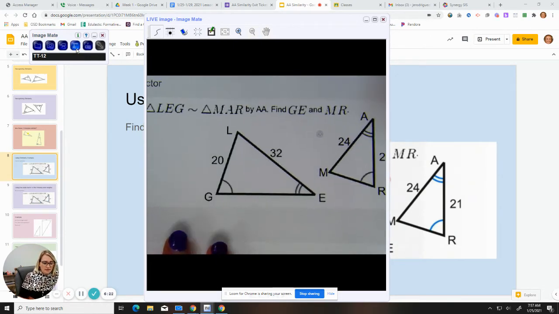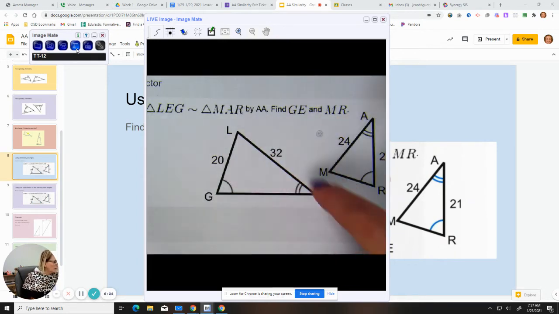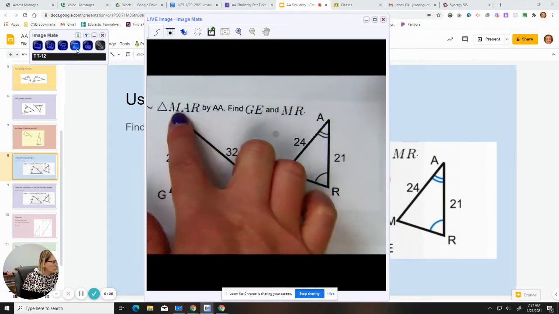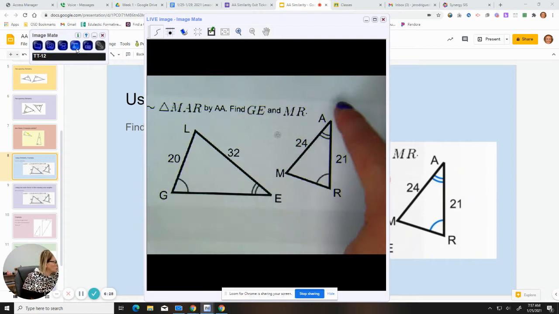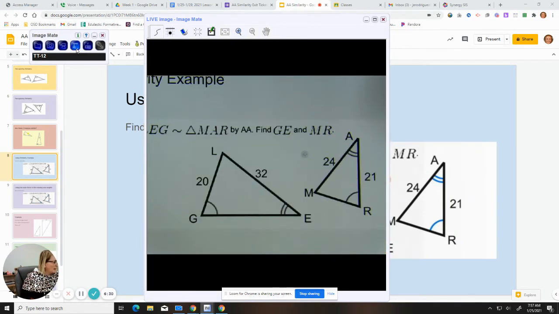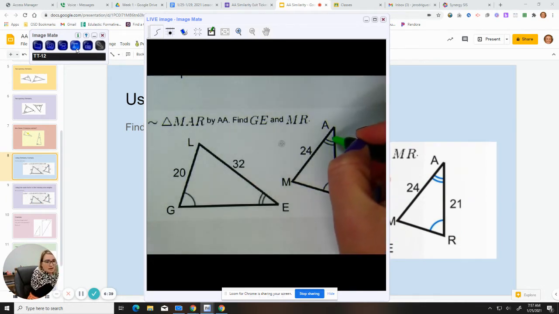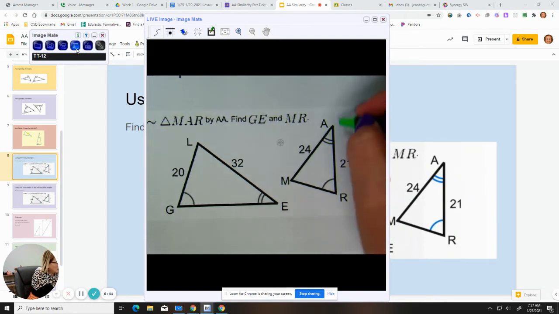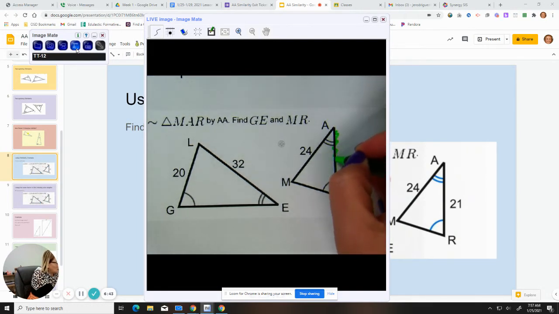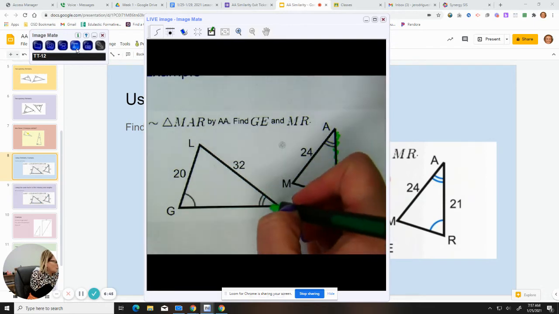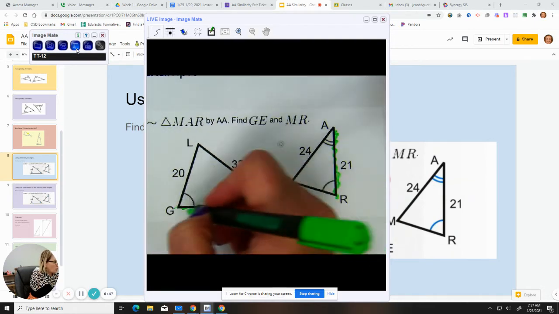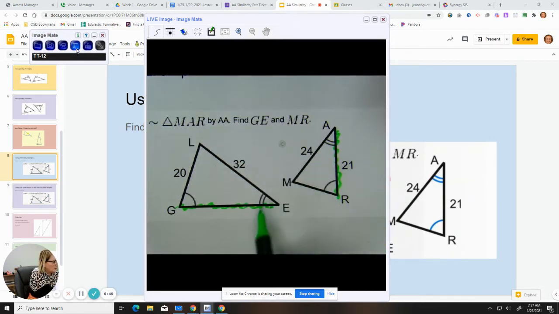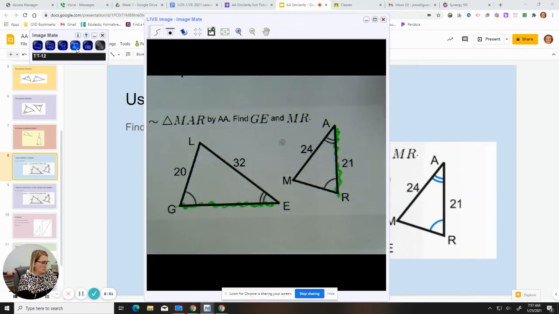So it tells us that triangle LEG is congruent, or similar, not congruent, similar to MAR. And it wants us to find some information, okay? So I would go through and figure this out based on, okay, this is an angle, and this is the side. So I'm going to make this green. So this side is also going to be green because it's an angle.